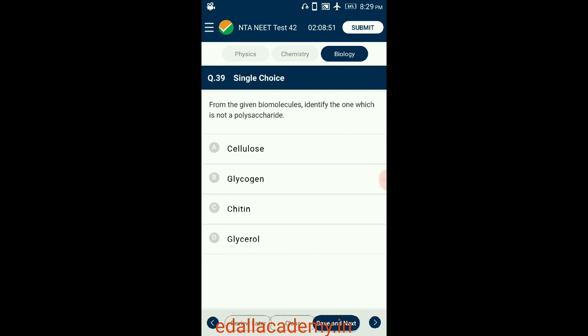From the given biomolecules, identify the one which is not a polysaccharide. Polysaccharides are long chains of sugars joined to each other by glycosidic bonds. These chains generally have monosaccharides linked together. Cellulose, chitin, and glycogen are examples of polysaccharides, generally called carbohydrates. Glycerol is a compound having three hydroxyl groups, forming a constituent of lipids involved in the formation of triglycerides. So the answer for this question is option D, glycerol.